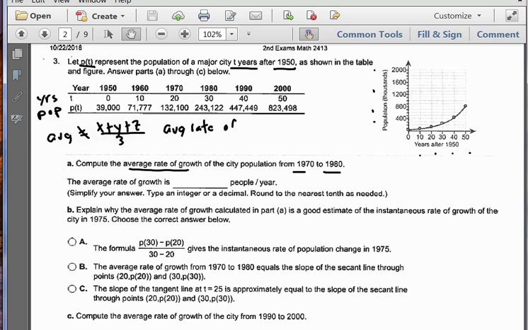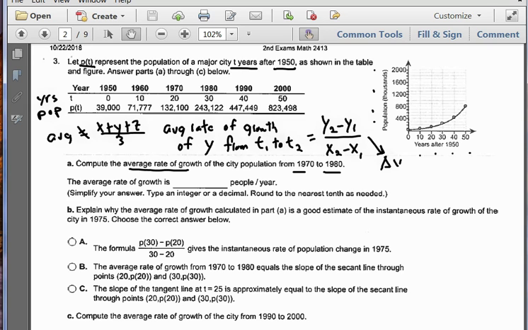So the way that you need to think of the average rate of anything, the average rate of the growth of quantity y from time period t1 to t2, is equal to whatever the end value is, y2, minus the start value, y1, divided by, no, not x2 minus x1, t2 minus t1. So delta y over delta t, that's what you should be thinking of as average rate of growth.